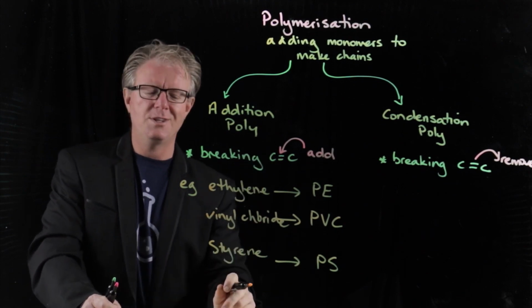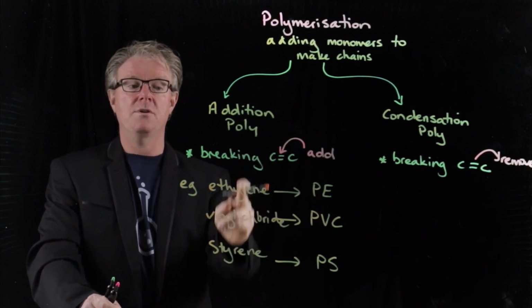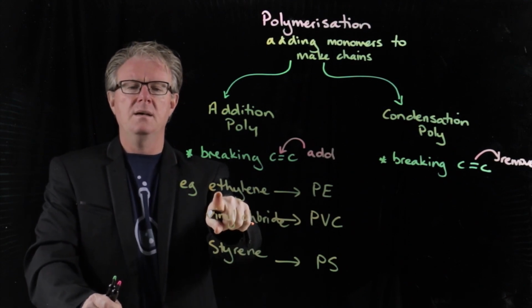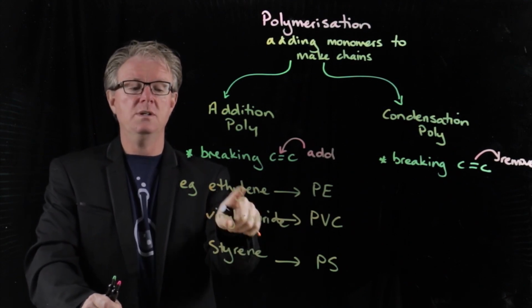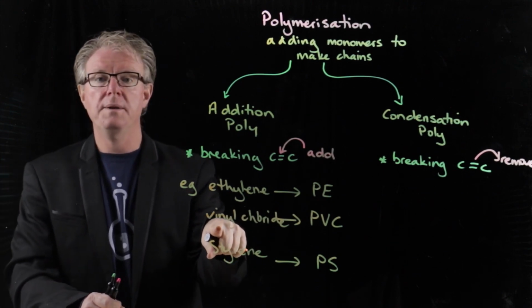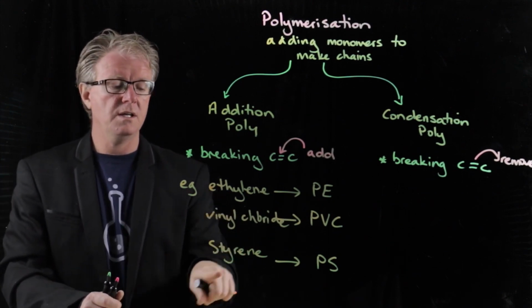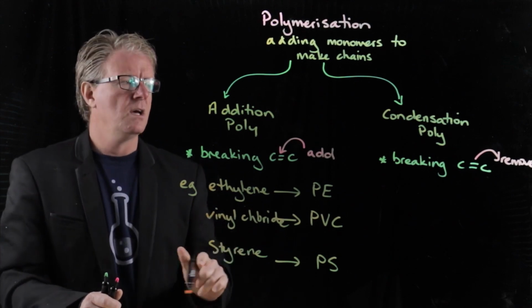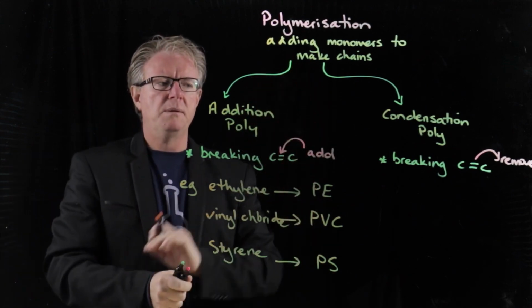Now, this is a bit of a revision session, isn't it? If I was to ask you the systematic name of those, could you do that? What's the systematic name of ethylene? Ethene, good. Systematic name of vinyl chloride? Chloroethene. Systematic name of styrene? Ethenylbenzene. So that's addition polymerization.